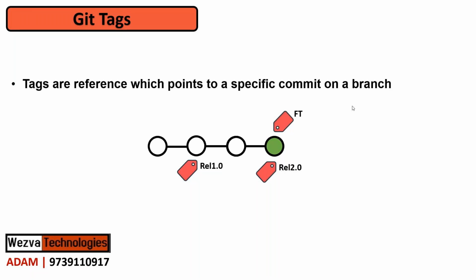However, one commit ID can have multiple tags. Okay, so let's see how we create a tag and how we use a tag.